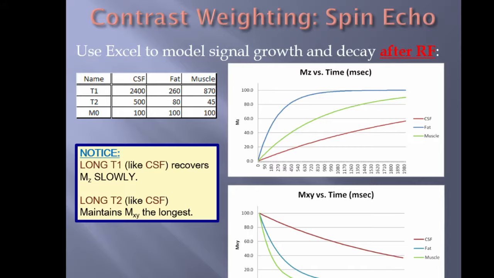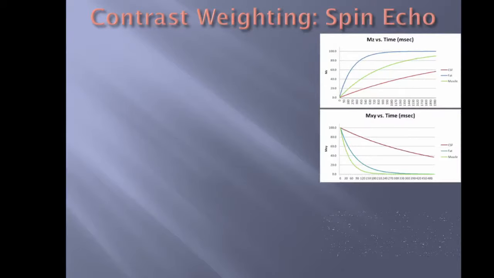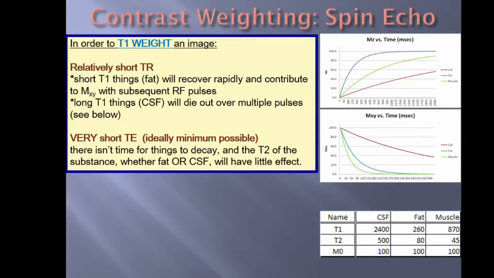So again, notice long T1 like CSF recovers MZ slowly. Short T1 like fat recovers quickly. Long T2 like CSF maintains your transverse signal the longest, and things like muscle with a really short T2 lose their signal very rapidly. Any questions on this? Good. As long as you're still with me, we're going to see right now how to T1 weight an image.